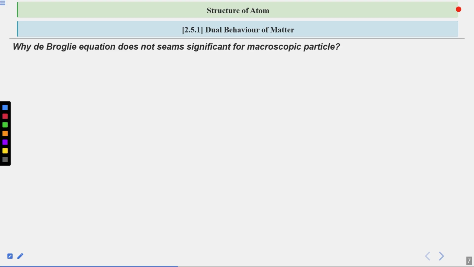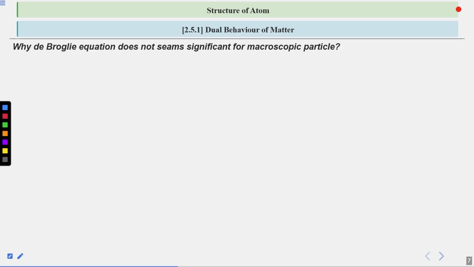Now, the part to be focused on is that every particle that you see around which is moving, whether it is a table or a chair, will have a wave-like nature. You will say, why don't we see cars moving like a wave? Instead it is moving straight. Basically, the de Broglie equation is not that significant for macroscopic particles, meaning bigger particles. What is the reason behind it? Let us try to understand it with the help of an example.